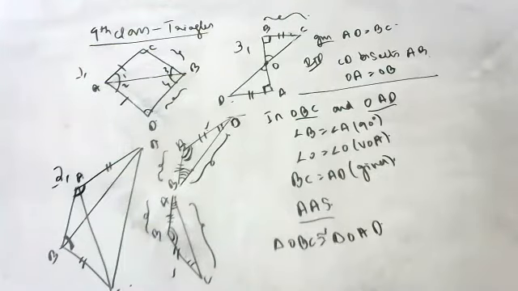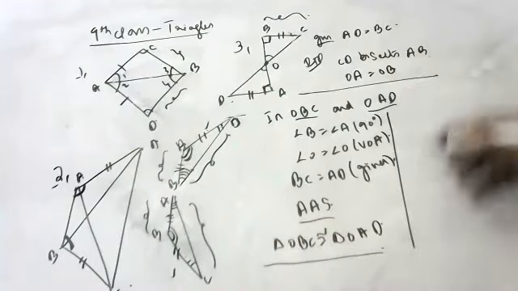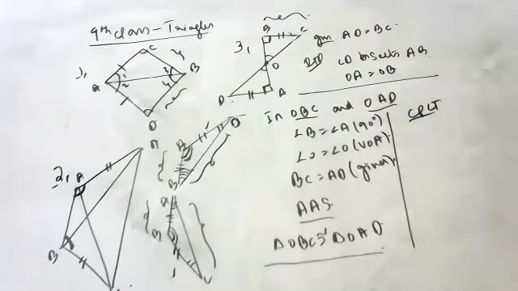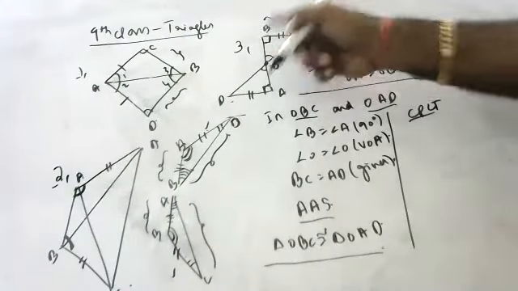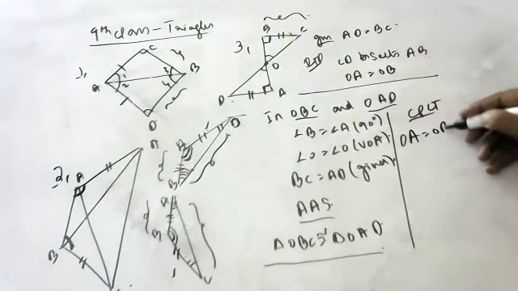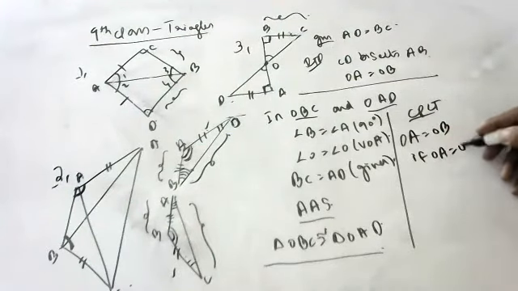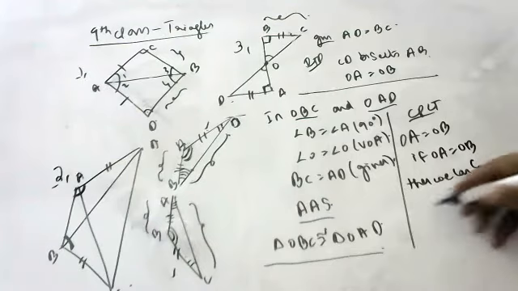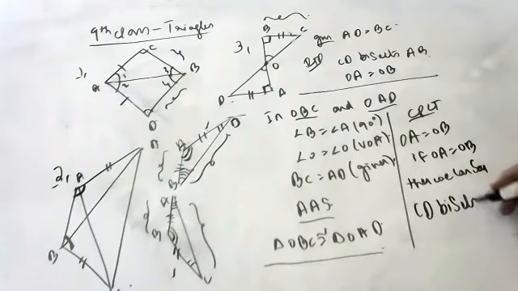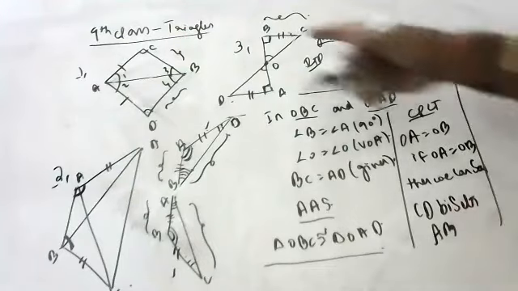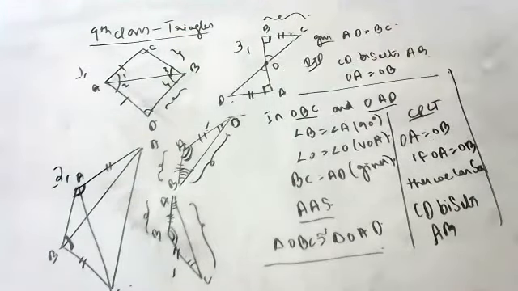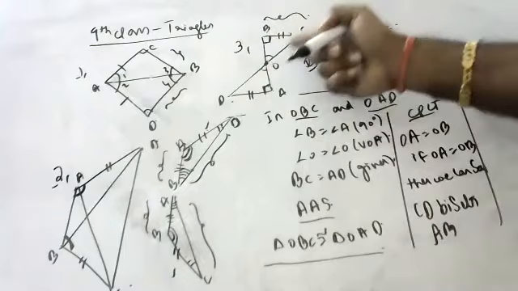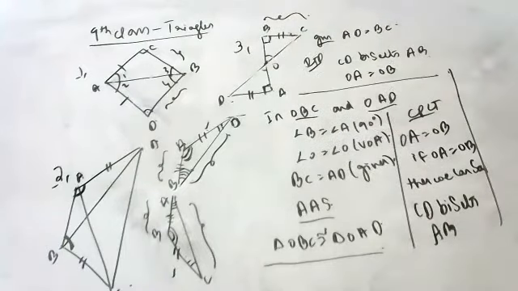When triangle OBC is congruent to OAD, we can write so many CPCTs. By CPCT, what can we say? Can we say OA is equal to OB? Yes, sir. If OA is equal to OB, then we can say CD bisects AB. If OA is equal to OB, I can say CD is bisecting AB. Like that, children.